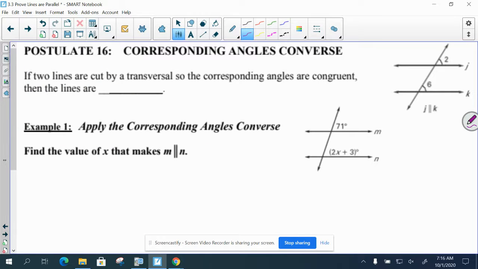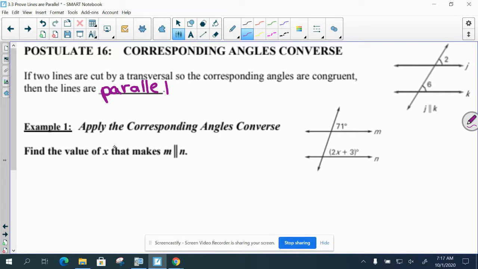So the corresponding angles postulate converse says that if two lines are cut by a transversal so that the corresponding angles are congruent, then the lines are parallel. And you do have to remember the difference between the converse and the original.